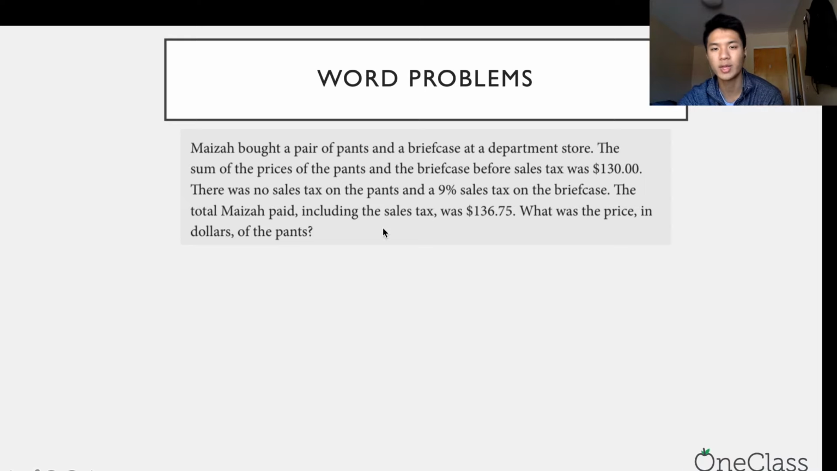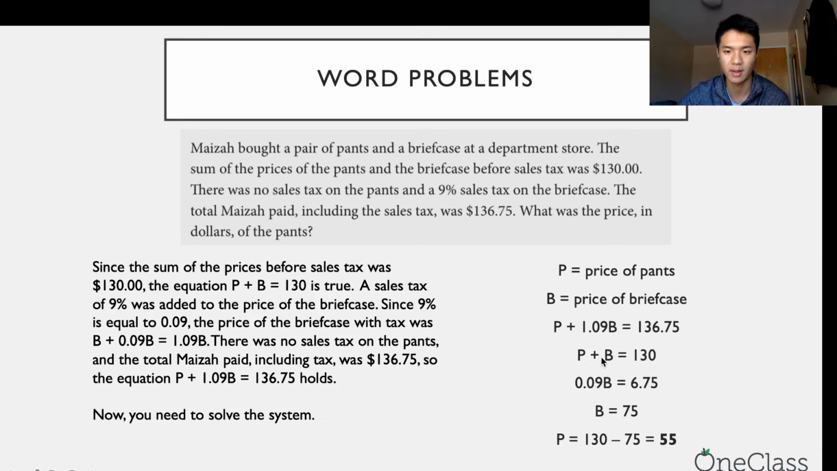So we can already see in our head the way that this system of equations is going to come together. But basically we want to say, what are the different relationships between the different variables given to us in this problem that we can write out into an actual system. So let's go with that second sentence. The sum of the price of the pants and the briefcase before sales tax was $130, right? So we can create some variables that represent our two things that we're talking about. So P is the price of pants and B is the price of briefcases. Putting that together, we get P plus B equals 130. Hopefully that makes sense.